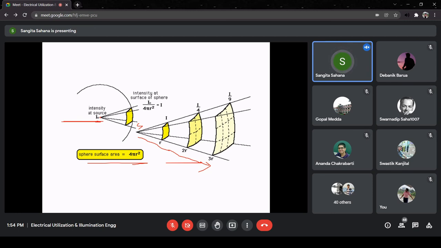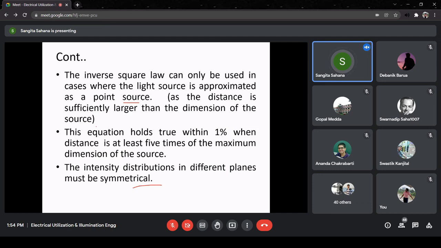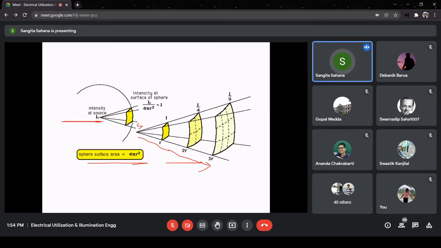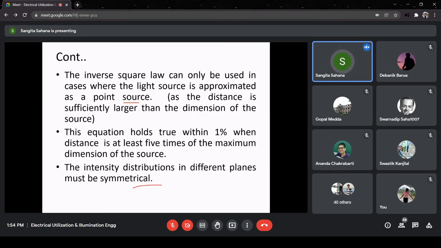Now, when can we consider a large body as a point one? When the distance is large enough, right? So, when the distance between the source and the point is more than 5 times the diameter of the source, we can consider it as a point source. Like the sun, the sun is not a point source, but still we consider it as a point source because the distance is large enough. So large enough means how much? When the distance is at least 5 times the maximum diameter of the source, then we can consider that one as a point source.